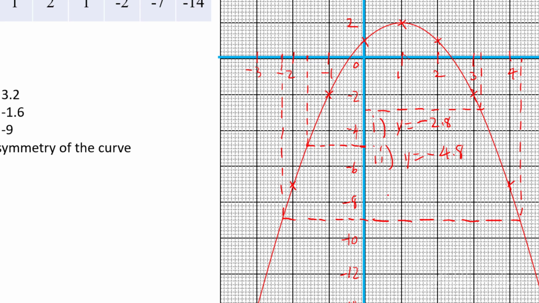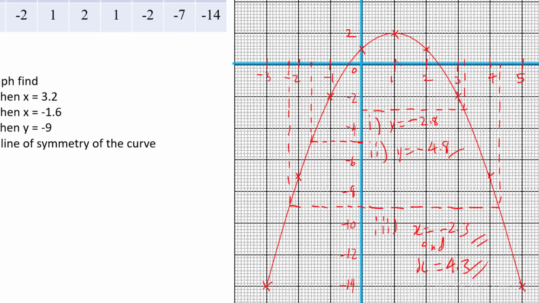So in this case, we actually have two answers. So label here part 3, x is equals to, over here is negative 2.3, and x is equals to, over here is 4.3. Alright, so this will be your answer.